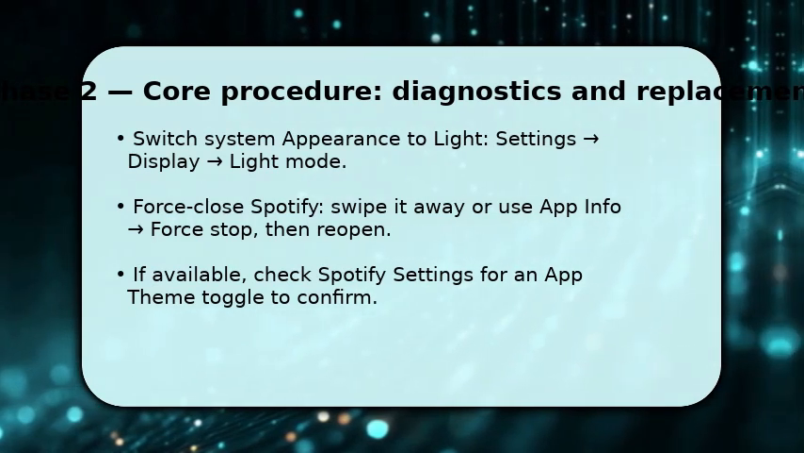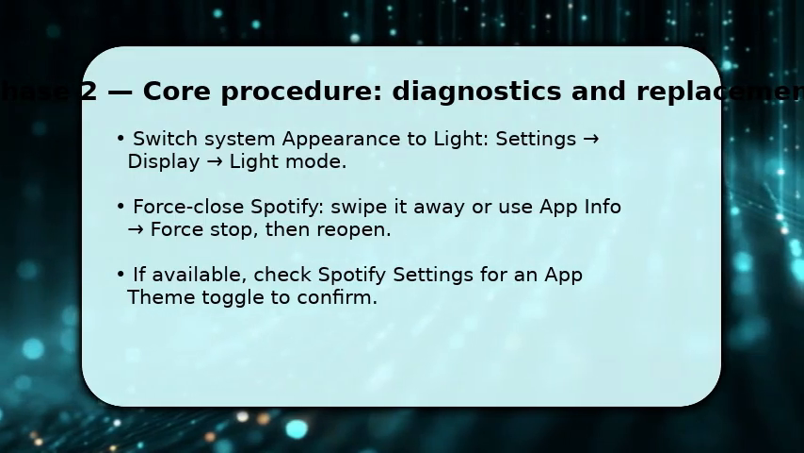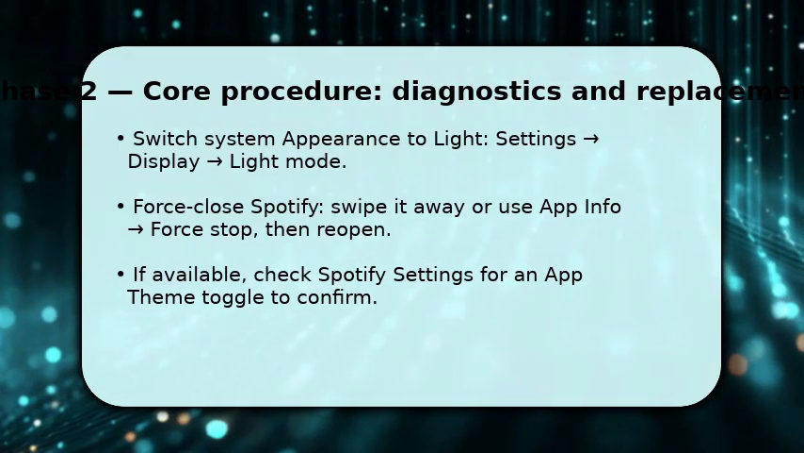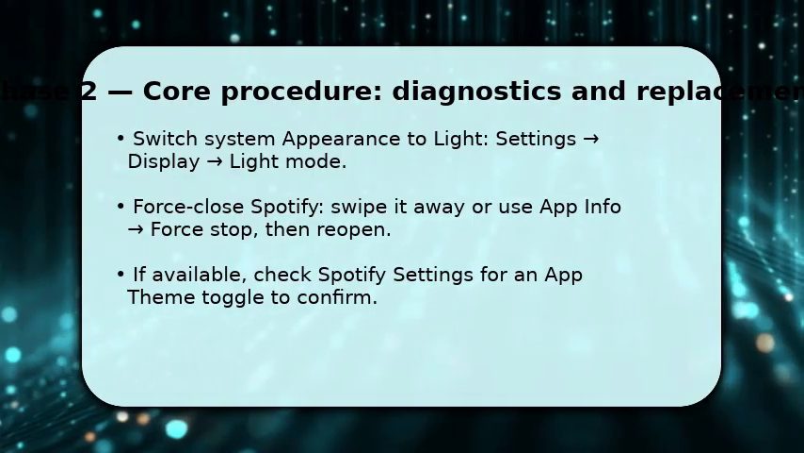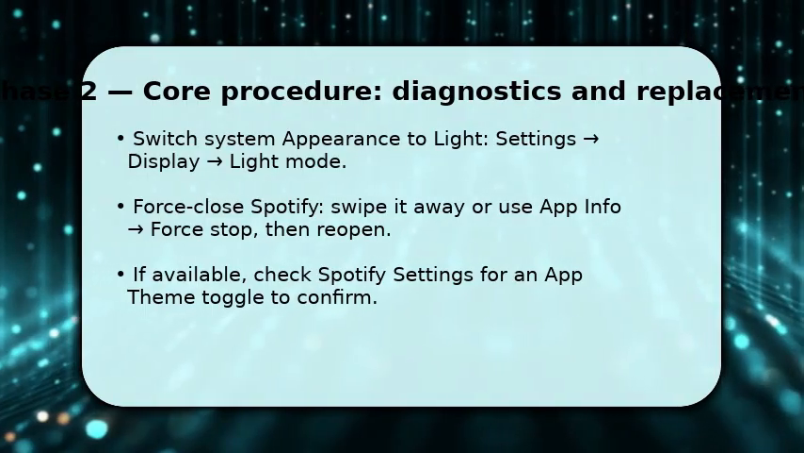On Android, use app info, right arrow, force stop. On iPhone, swipe it away. Then open Spotify and scan main screens, library, and now playing to verify the lighter UI. If Spotify offers an in-app app theme toggle, set it to system so it follows the light setting.